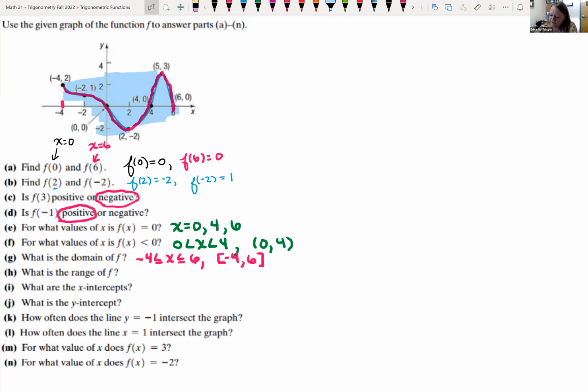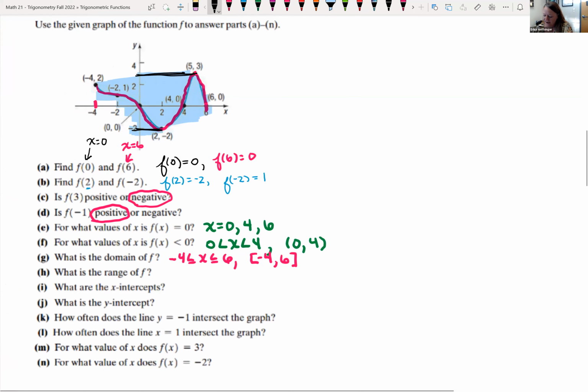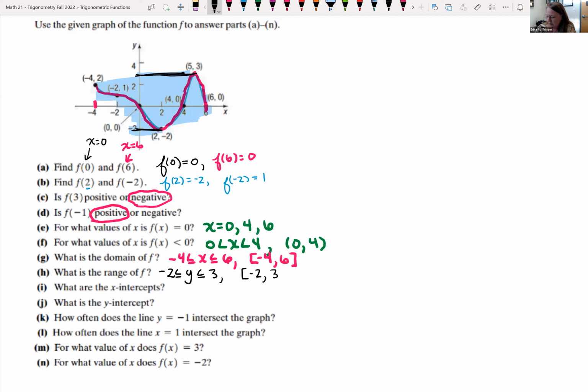And so my y values are from y equals -2 and including. So -2 is less than or equal to y is less than or equal to 3. Or bracket -2, comma, 3, bracket.